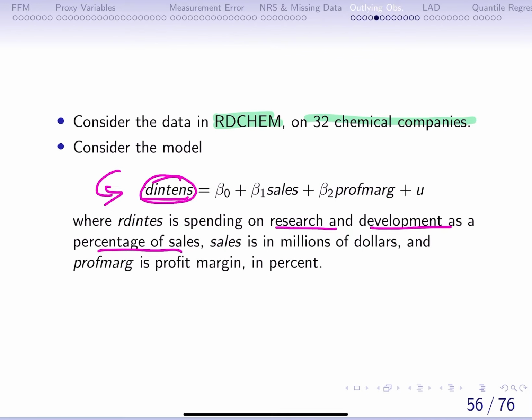Maybe you can take a look at this data set. And we're saying that this depends on your sales revenue. So sales is in millions of dollars, right? If you had higher sales revenue, maybe you can devote something substantial to research and development, and also the profit margin of a company, which is measured in percentage.